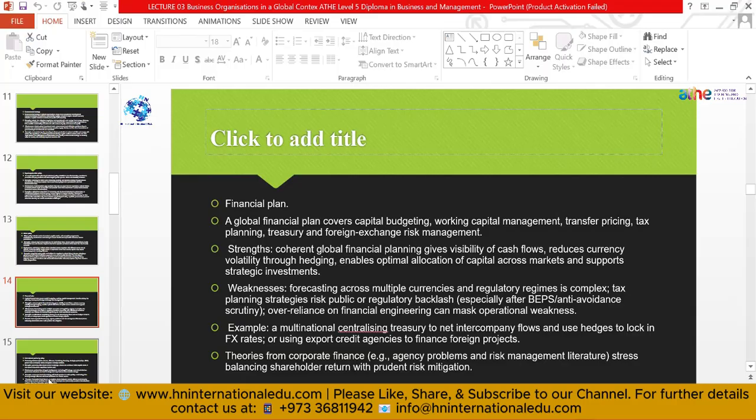By 2030, people will soon be using digital currency as a whole. However, forecasting across multiple currencies and regulatory regimes is complex. Tax planning strategies risk public or regulatory backlash, especially after the BEPS anti-avoidance scrutiny. What happens when you're an organization? The public can push back at you.